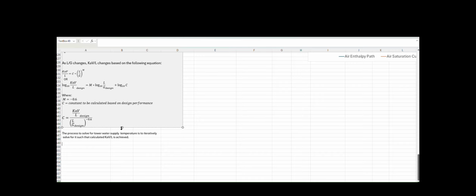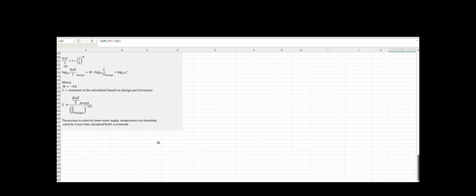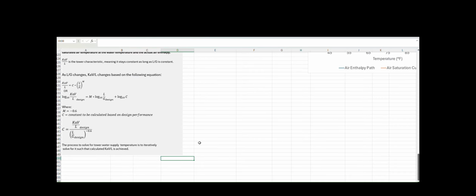So that's kind of a lot, and let me say the purpose of this one more time. What we want to do is solve for how our tower is going to perform for various operating conditions. And the way that you do that is once you have a characteristic KAV over L to solve for, once you know what this needs to be, you'll iteratively change your supply and return water temperatures so that when you calculate this integral, it matches the KAV over L that you need to achieve. Hopefully that makes sense.